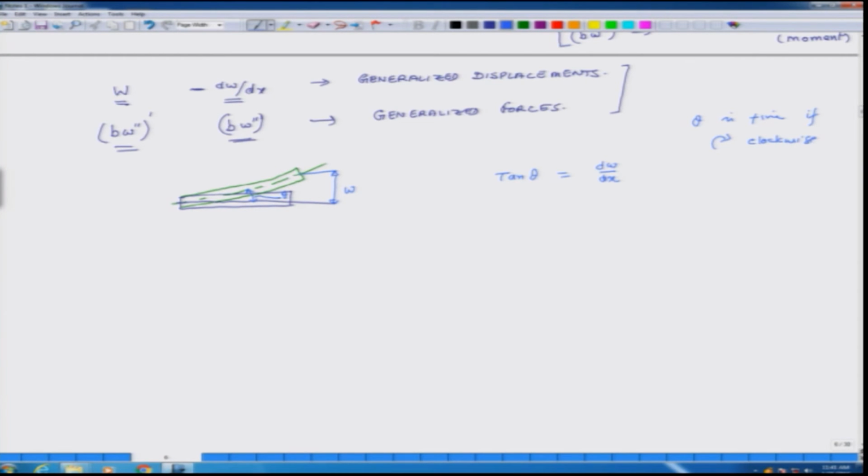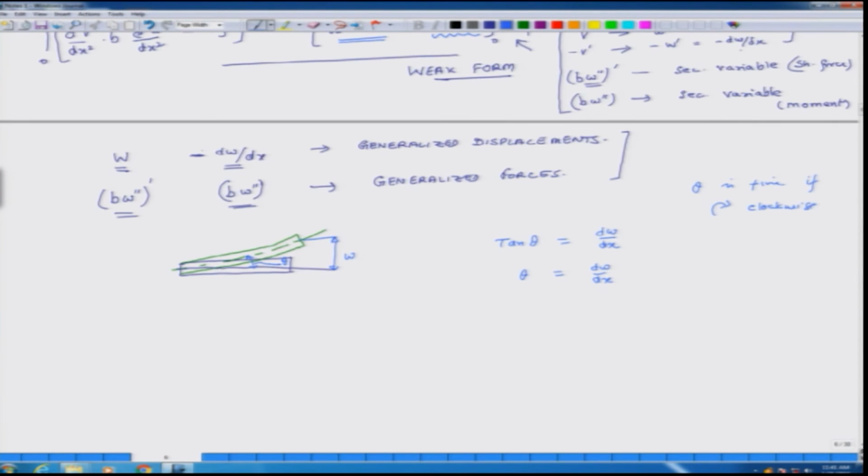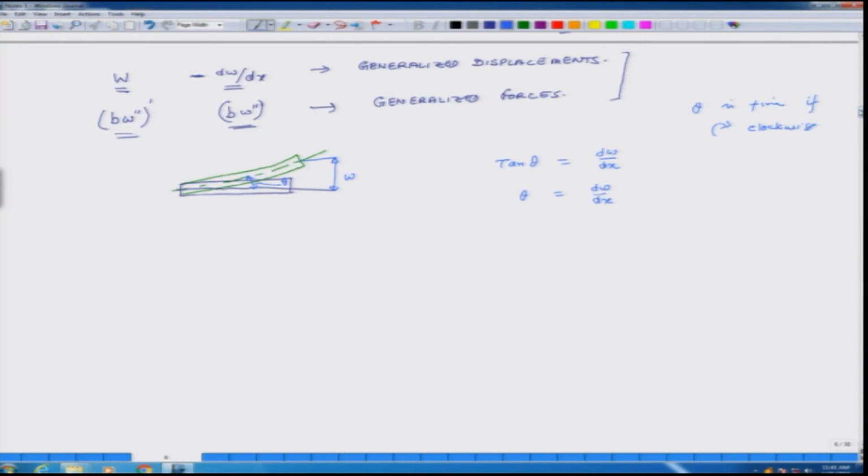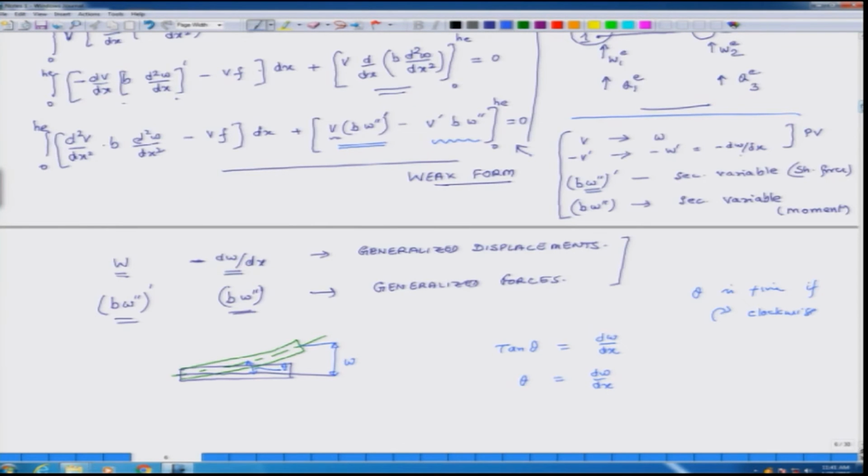Now, because this theta is very small, I am taking a very small differential element, I can also write theta is equal to dw over dx. But theta is positive if it is clockwise. Now, in this case it is negative. So, that is why I say that my degree of freedom is negative dw over dx. So, it is important, otherwise we will have some errors in our equations based on our convention. So, what we will do is we will rewrite this equation.